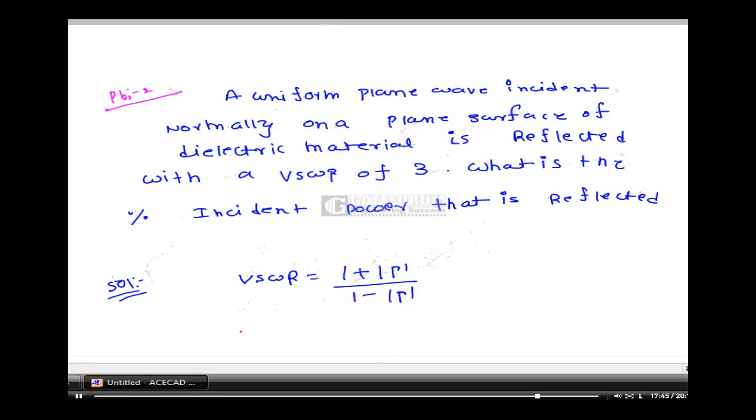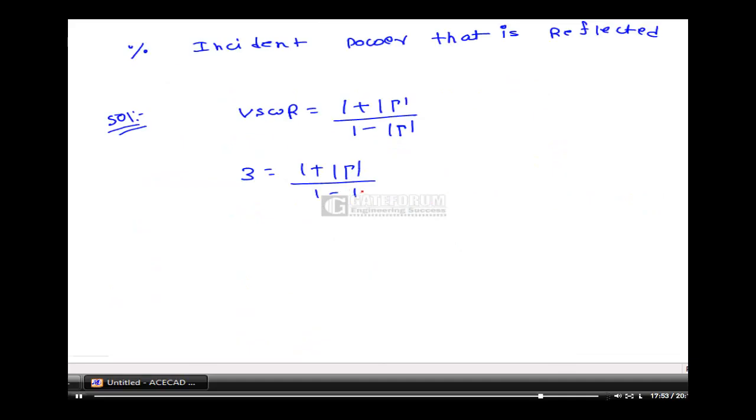So calculate first of all the reflection coefficient. Therefore 3 is equal to (1 plus mod tau) by (1 minus mod tau), which implies, if you simplify this, mod tau value you will get 1 by 2. We know that tau is nothing but reflected by incident voltage. Therefore, ER by Ei is equal to mod tau, that is plus or minus 1 by 2. It may be either plus or minus.